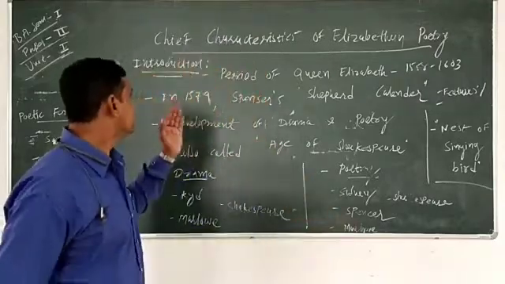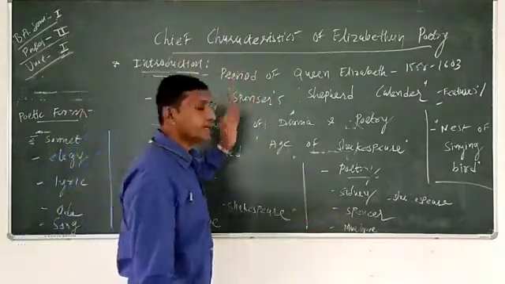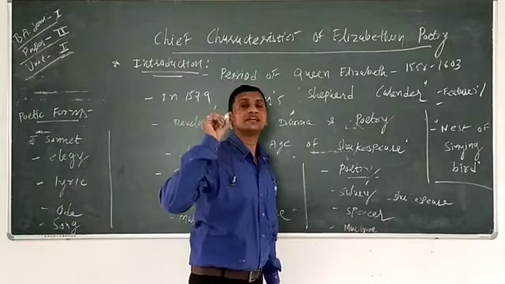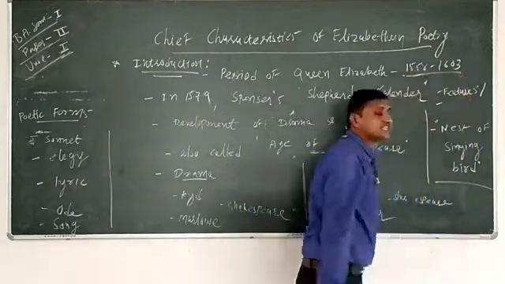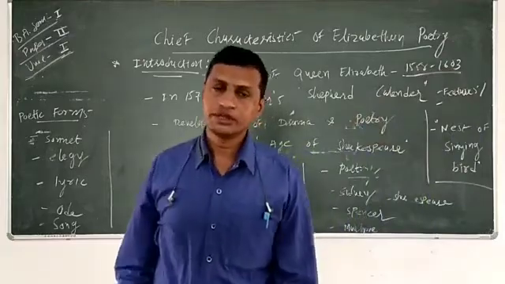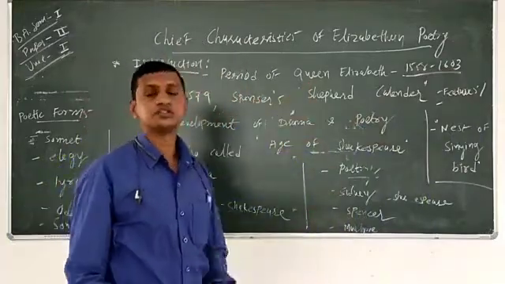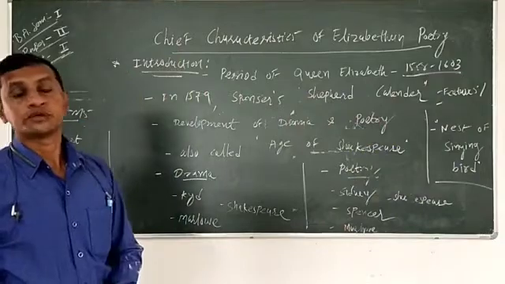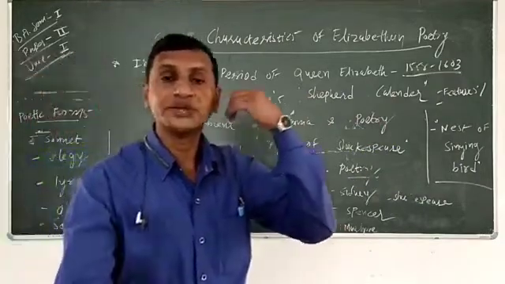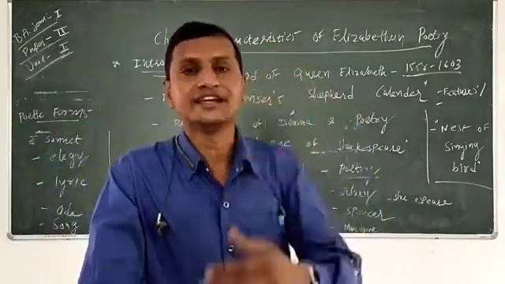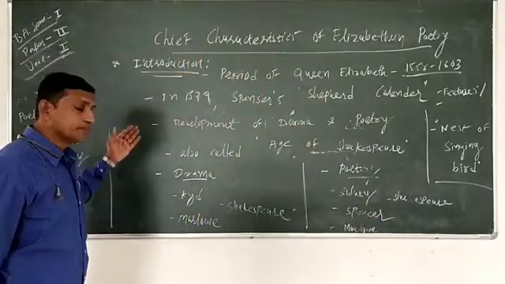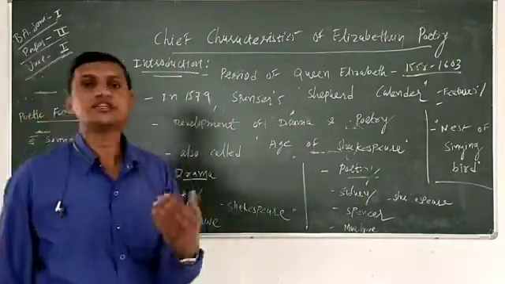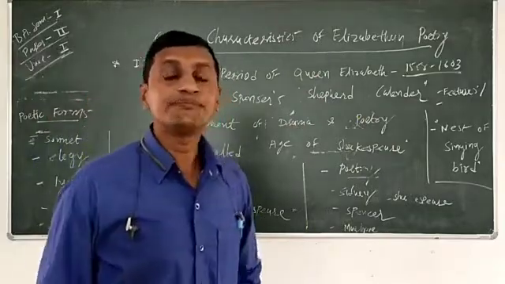And during that time, the time period of this Elizabethan age is 1558 to 1603. એનો સમયગાળો કયો હતો મિત્રો? 1558 થી 1603, because during that time Queen Elizabeth ruled over England. Then the real beginning in the field of literature is from 1579.